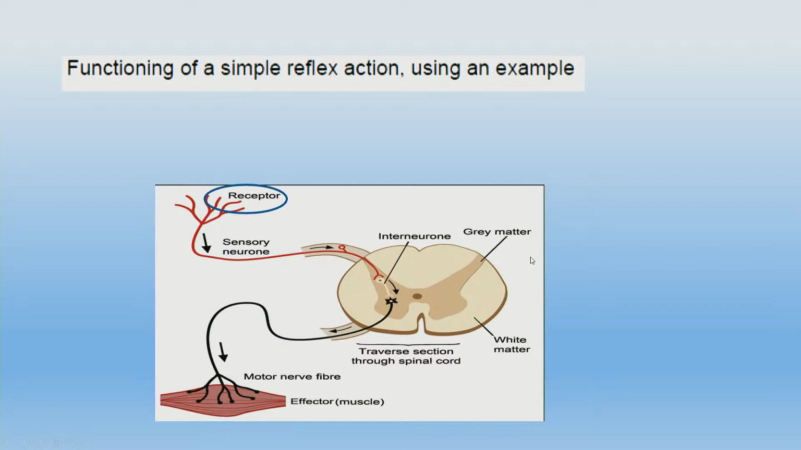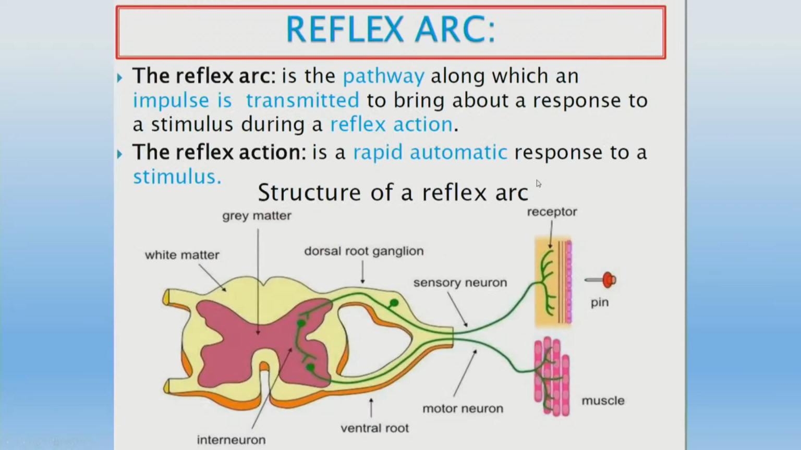And then again, another thing which is very important, you have to be able to identify the parts on this. Remember that we have the receptor here, and then the sensory neuron, and then interneuron, and then motor nerve fibers and effector. Maybe you will get a diagram, and then after that you will be asked to identify some of the parts here. So you have to be able to do that. Another thing which is basic, just make sure that you know the definitions: reflex arc and reflex action.